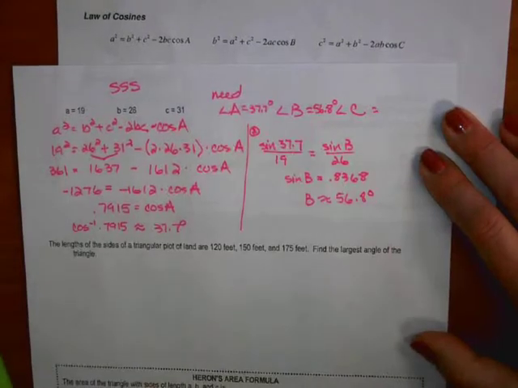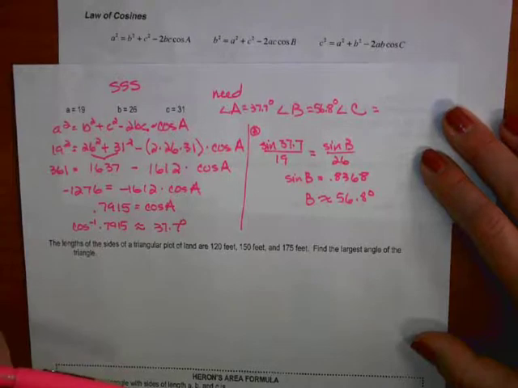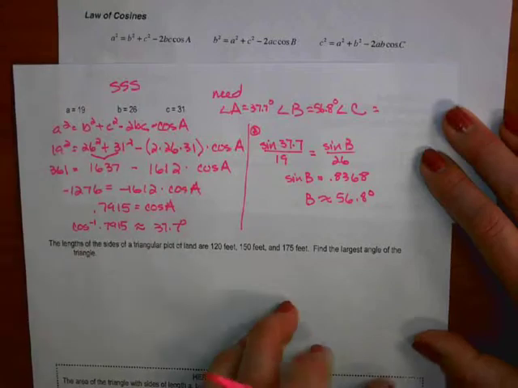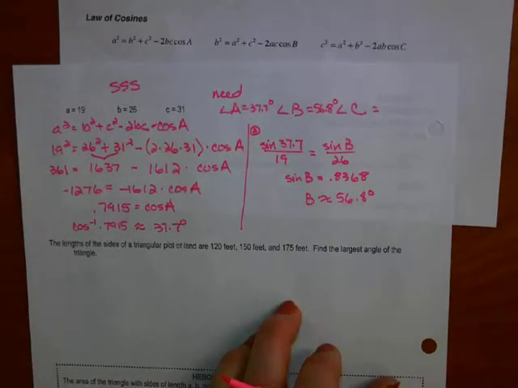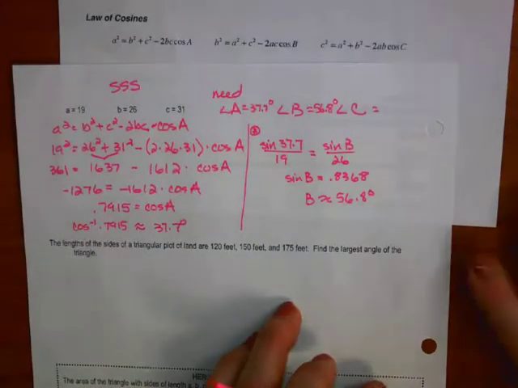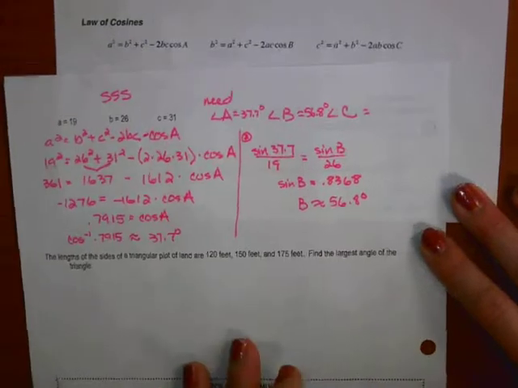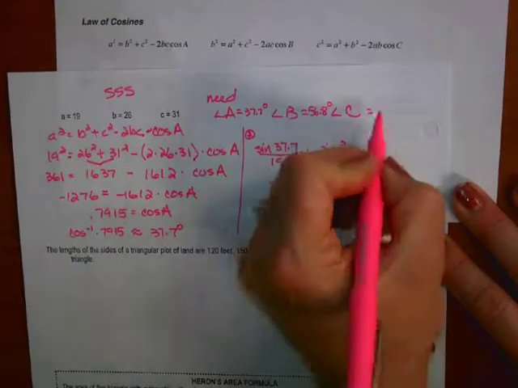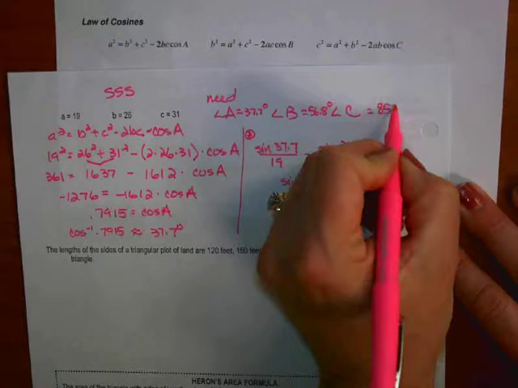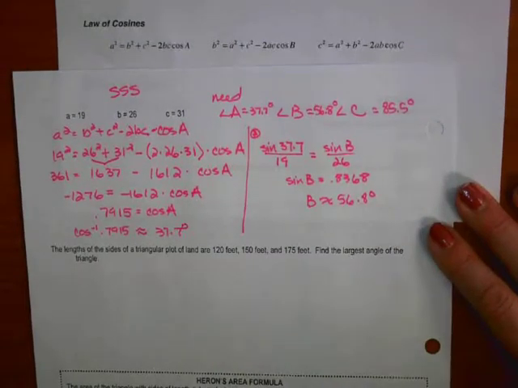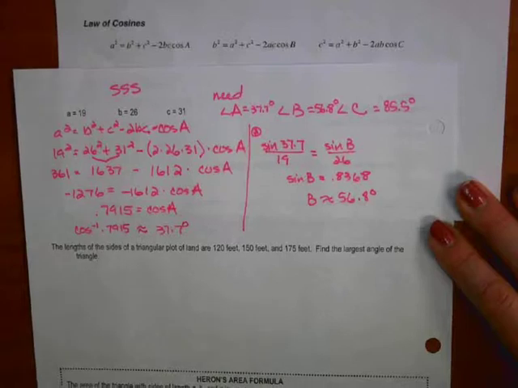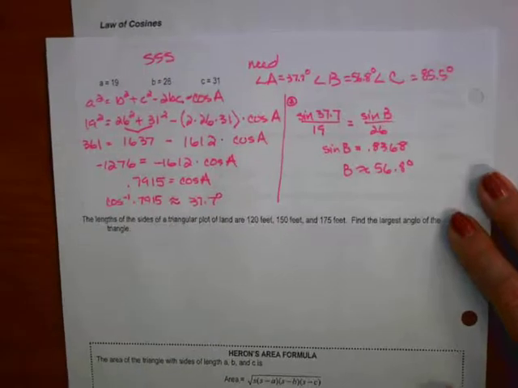Okay, and then how do I get C? Easy way. How do I get C? Just subtract, right? And when I do that, I get 85.5 degrees. Okie dokie? You like this better than working with a unit circle? Yeah. All right. Let's draw a little picture.